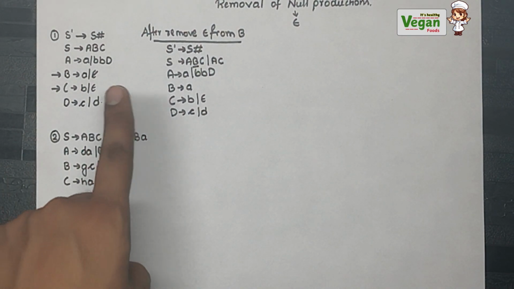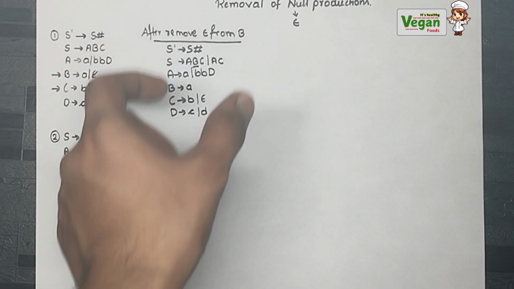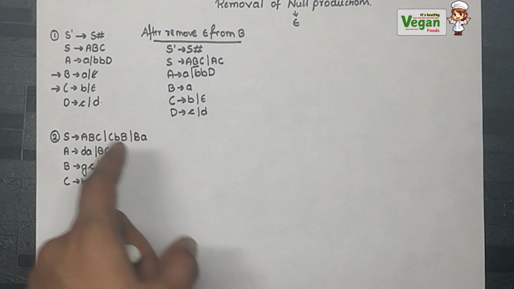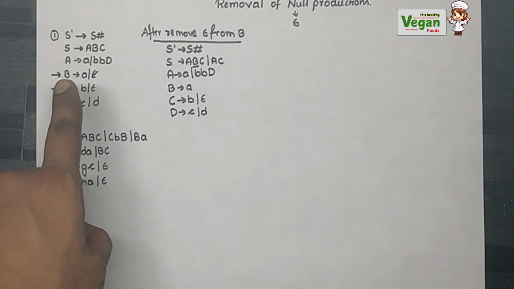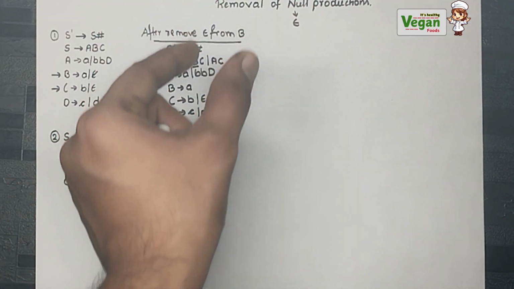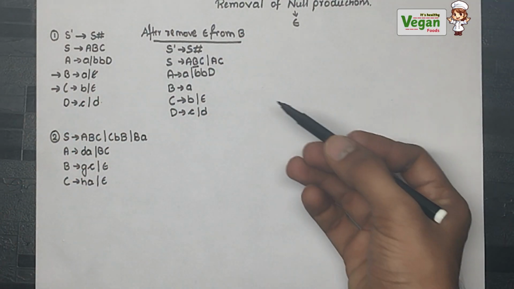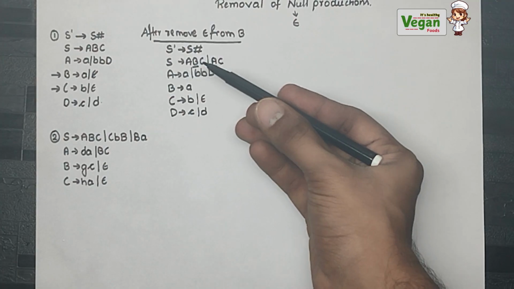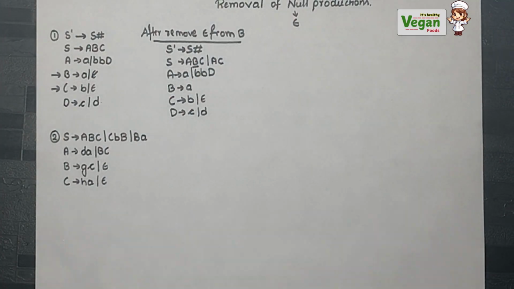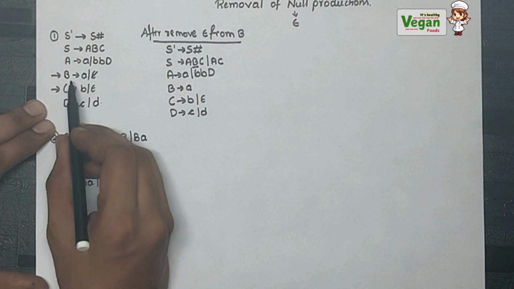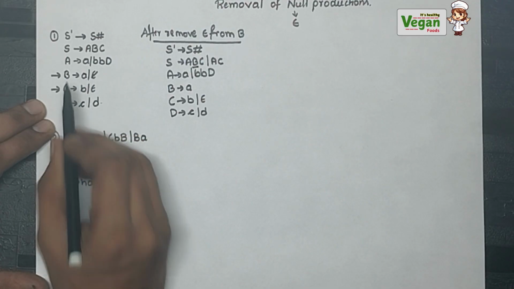What you must do? You must remove the epsilon and write all of them as it is. After that, from whom are you removing? From B you are removing. Search for the B in the right hand side and remove that capital letter B, and whatever will be left will be the new production. Now we have removed the epsilon, or the null production, from B.